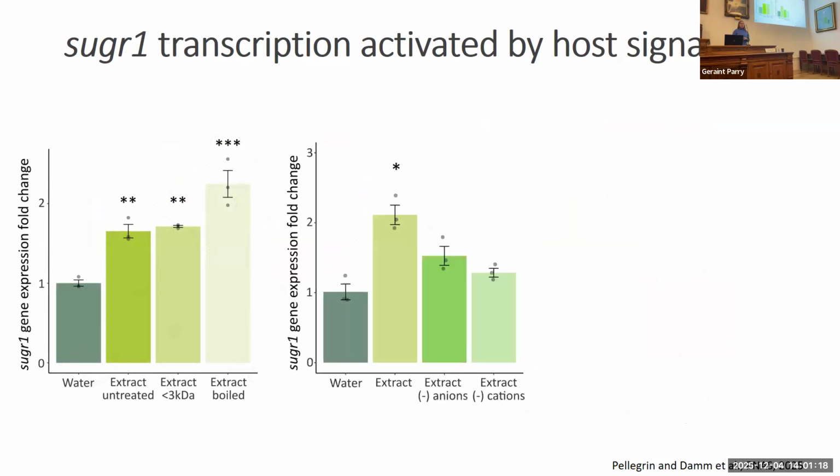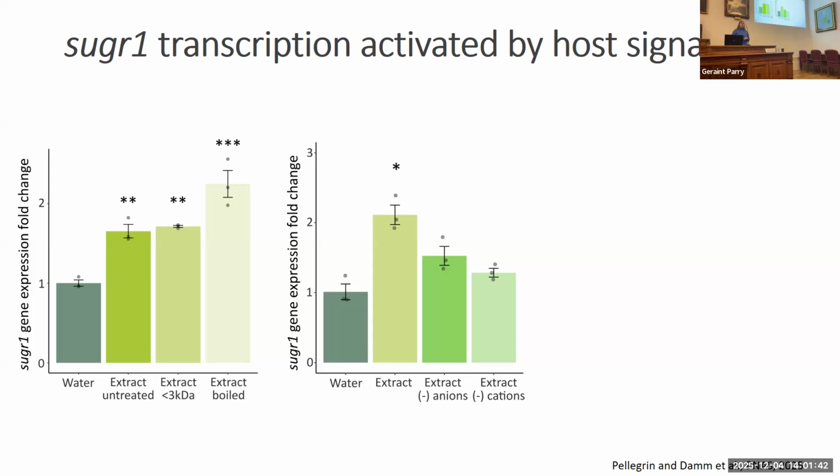And another experiment we did is we used columns to remove either strong anions or cations from the extract. And this time, in both cases, we actually saw a slight decrease in the activating effect. So maybe we're dealing with one or multiple charged signals here. So we really wanted to narrow down now whether we are dealing with one signal, but this indicates that there might be actually multiple signals involved.